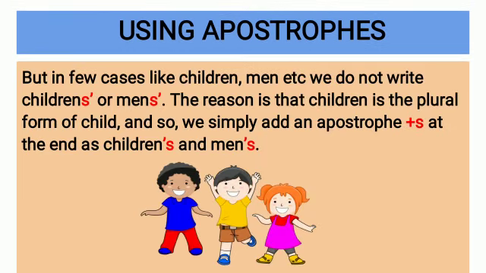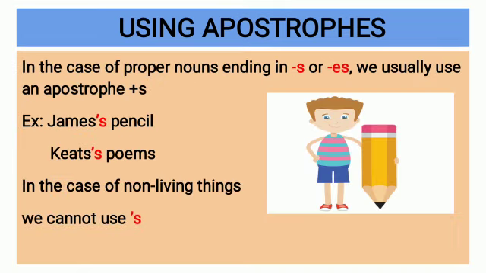Will it work with words like children and men? No, because we can't add the apostrophe at the end of children or men, because children and men already refer to the plural. So, in words like children and men, we add an apostrophe and s: children's and men's. So we have to be careful while adding an apostrophe when the noun is plural.